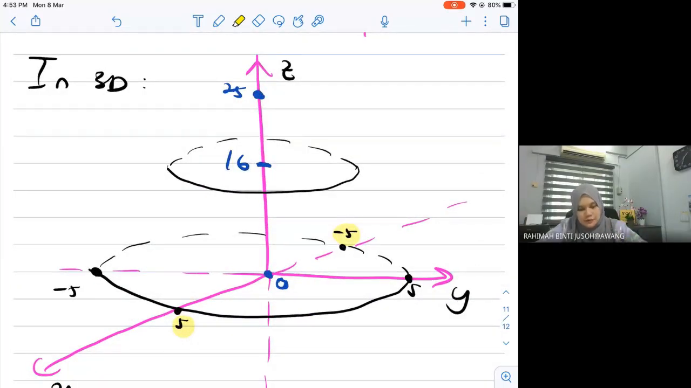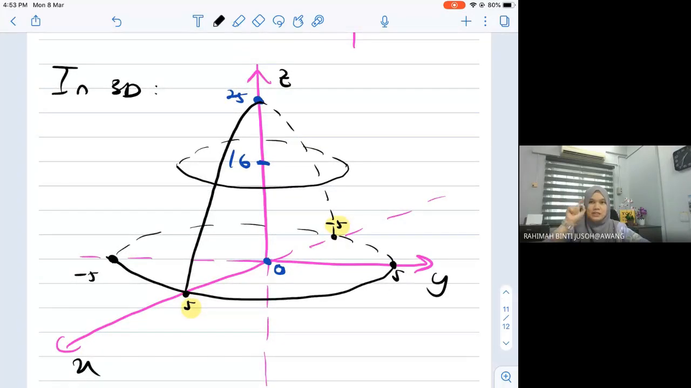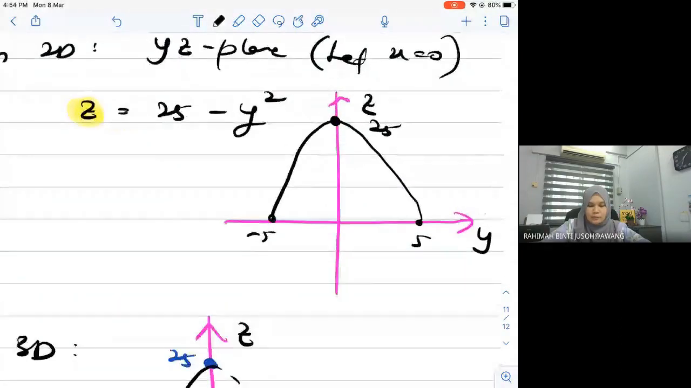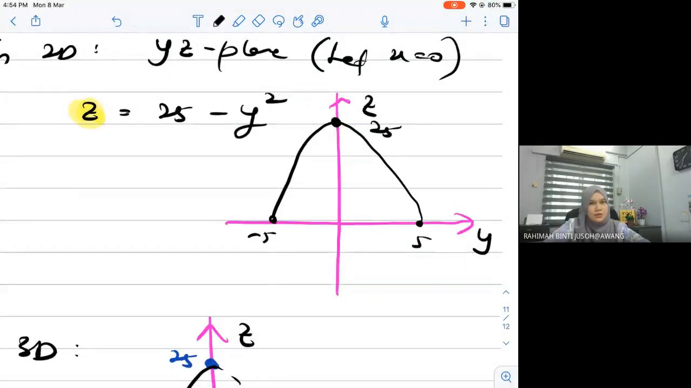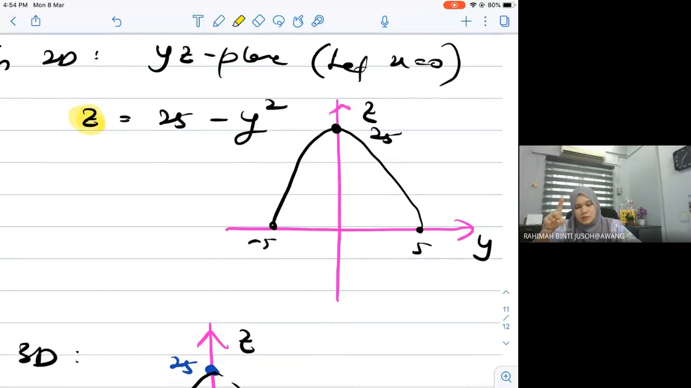So your curve, just now, your curve should be turned like this. Curve awak tadi tu, parabola tu, dia jadi macam ni. So at the back should be dotted lah. Macam tu. Pada paksi X dengan Z. Okay? Paksi X dengan Z. Now, paksi X, paksi Z dengan Y pula. Z dengan Y ni sama juga. Puncak dia Z equals to 25.